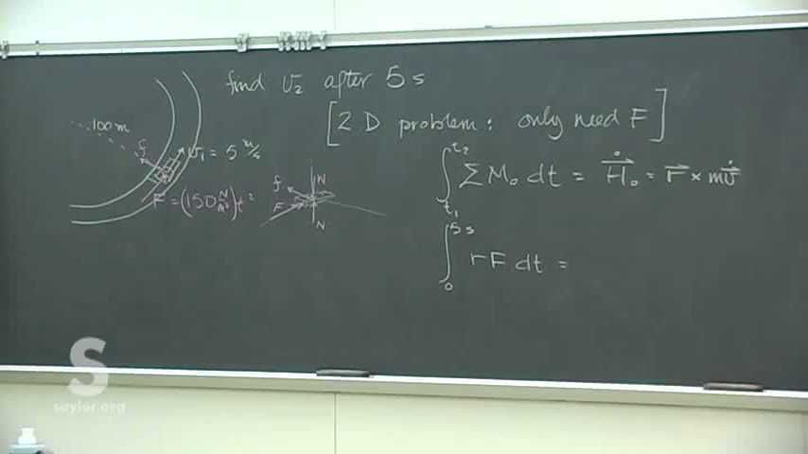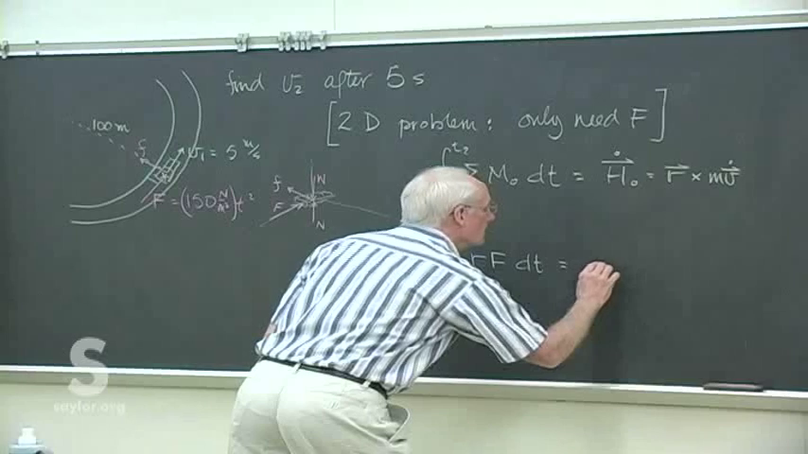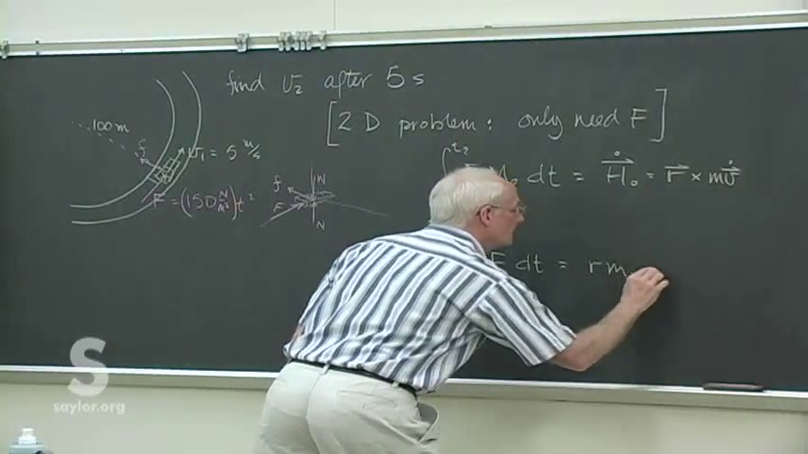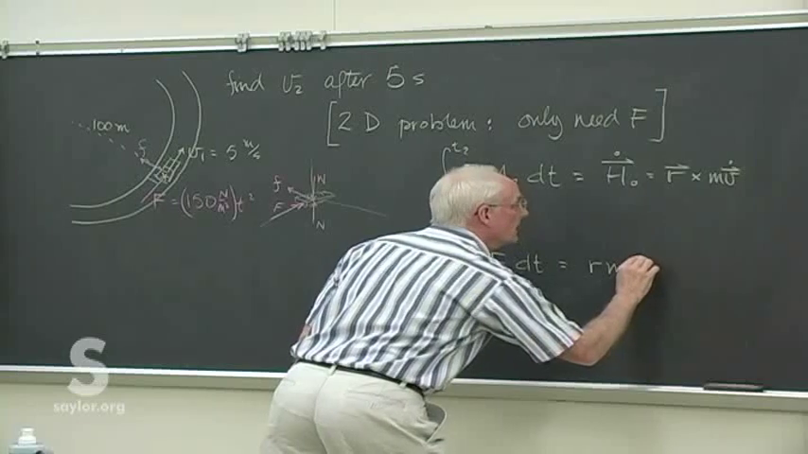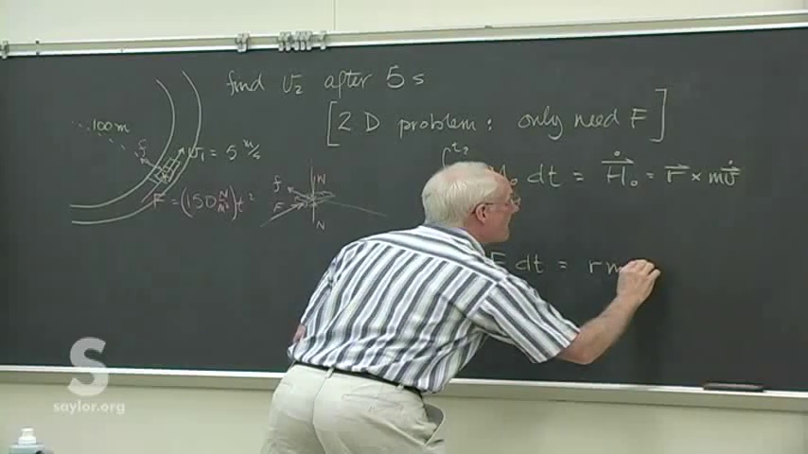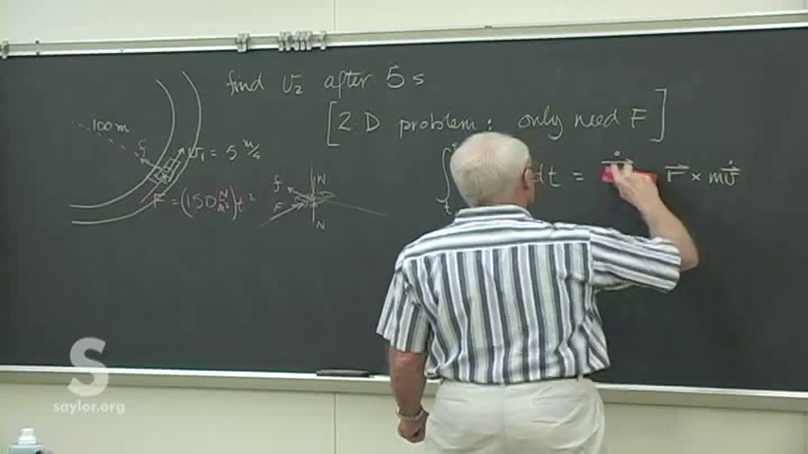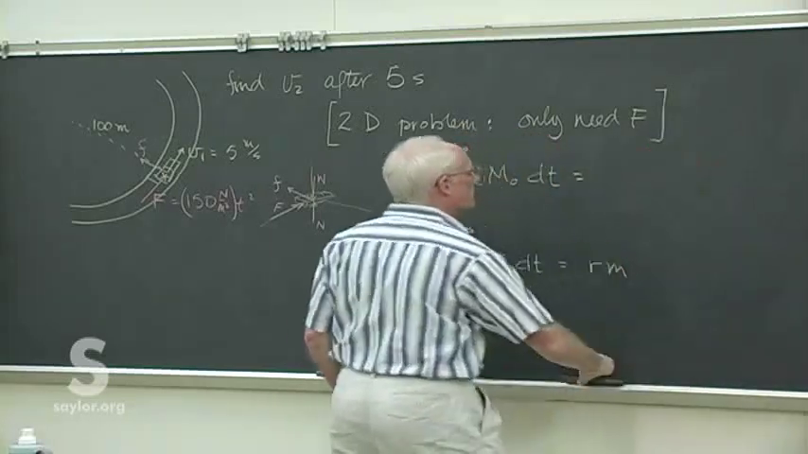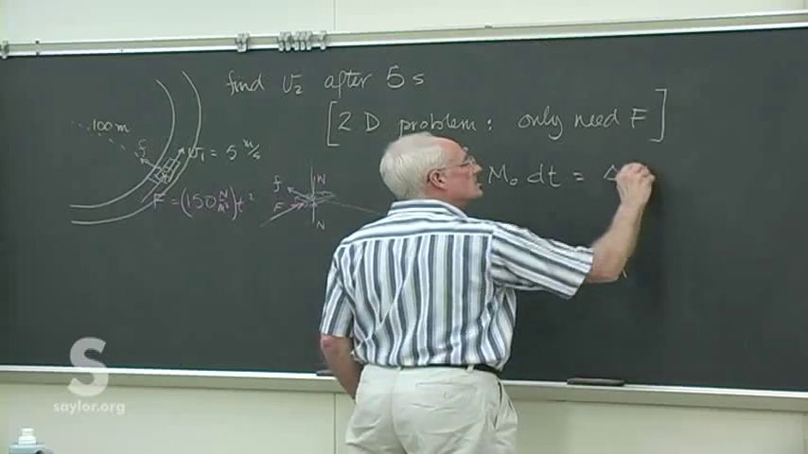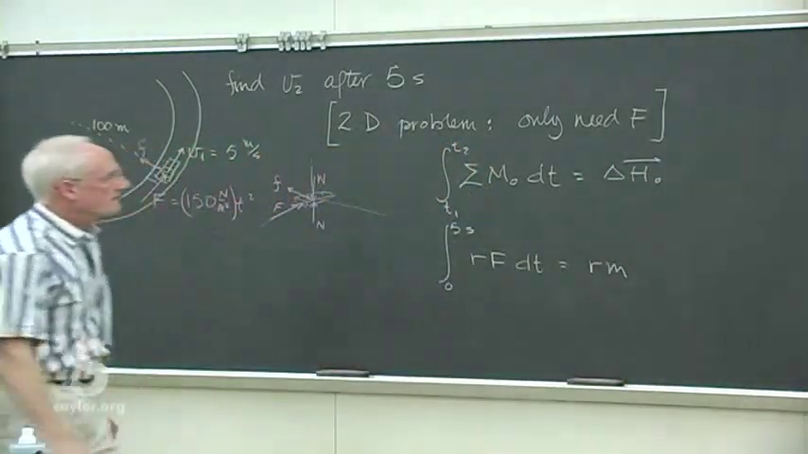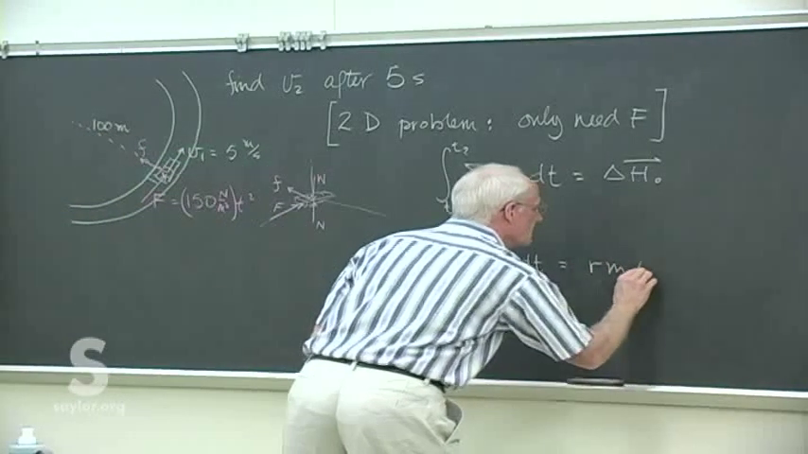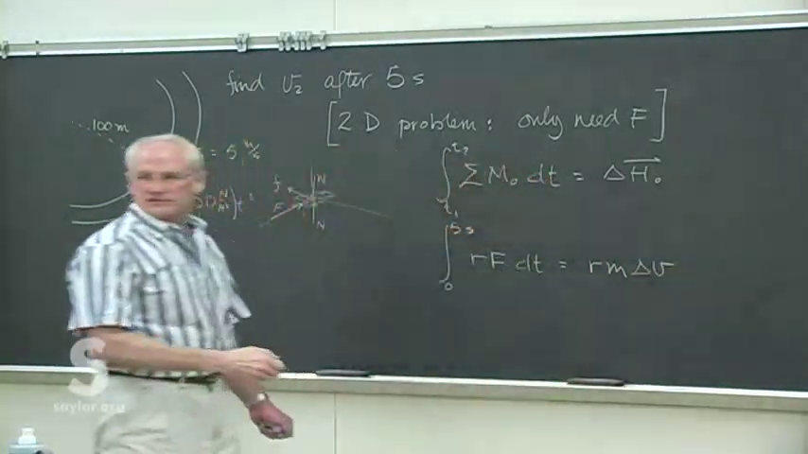and the R cross MV is also perpendicular, so we can use R M, then it'll be, hang on, not the right thing there. This is just delta H, not H dot, sorry. That makes more sense, because now this is the delta V we're looking for.